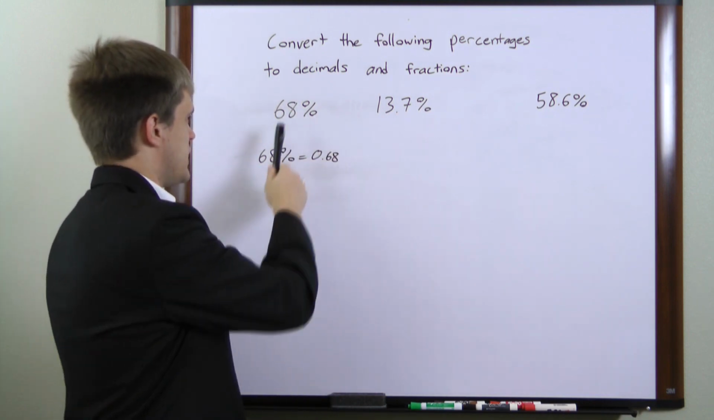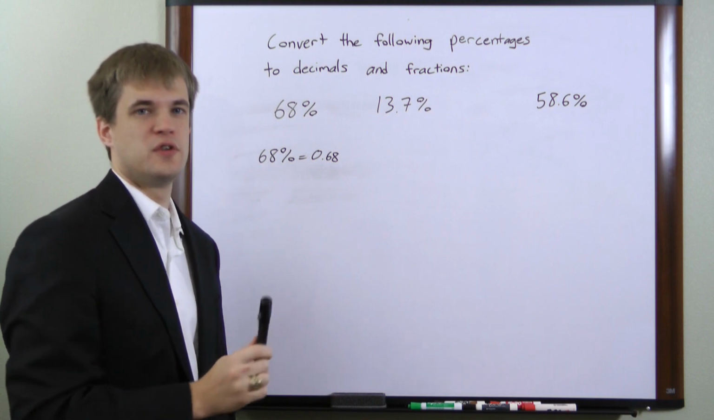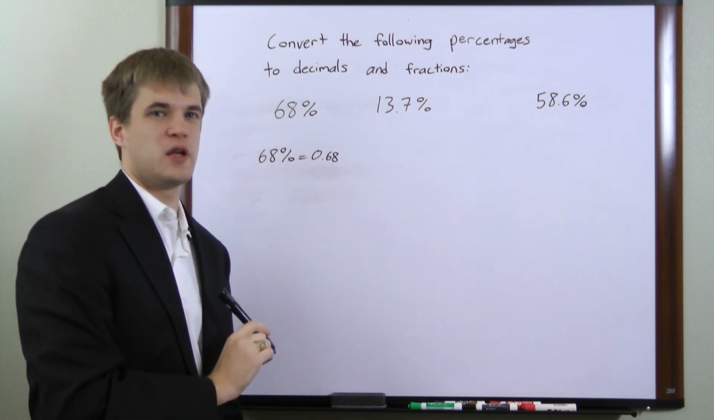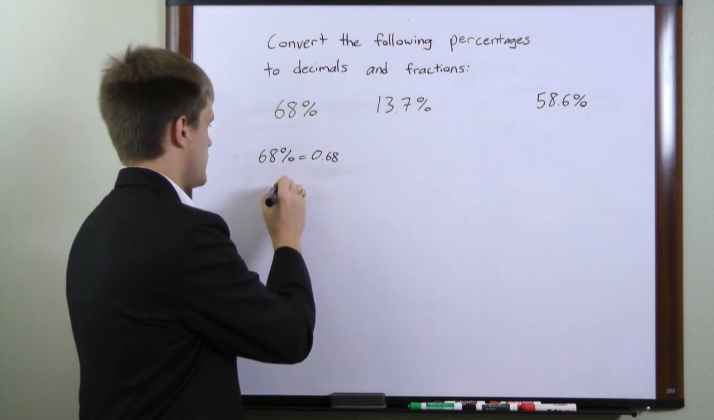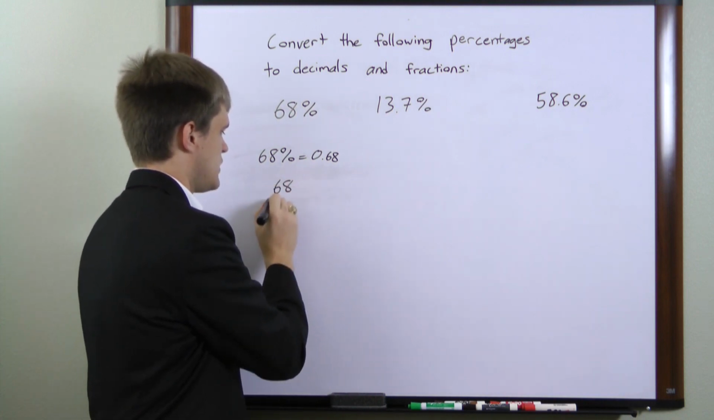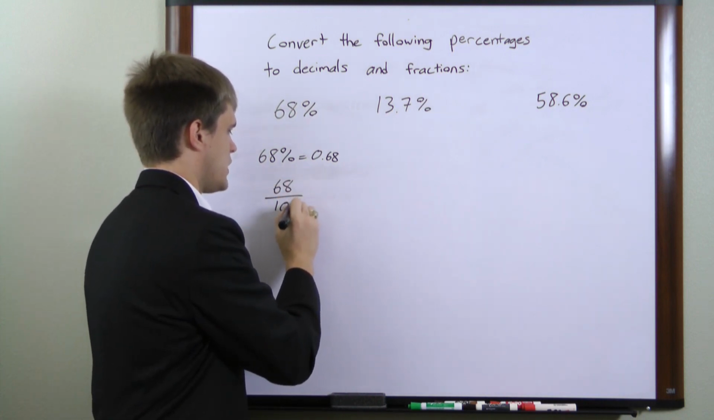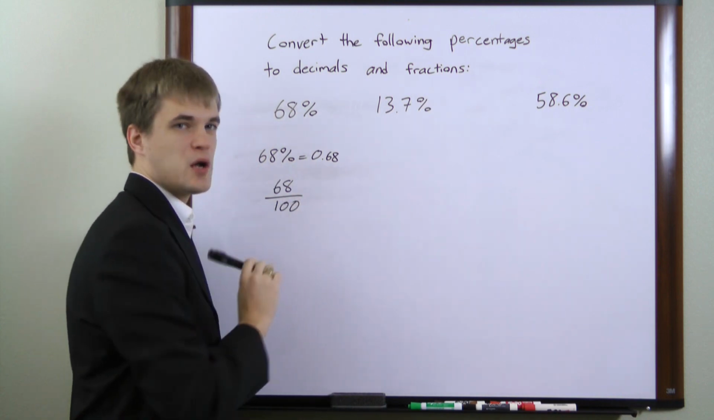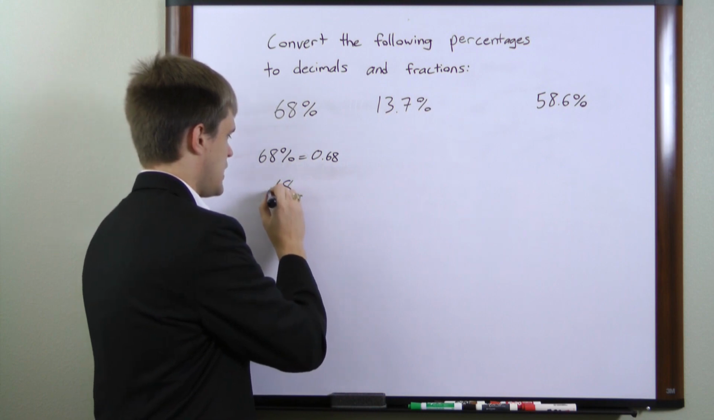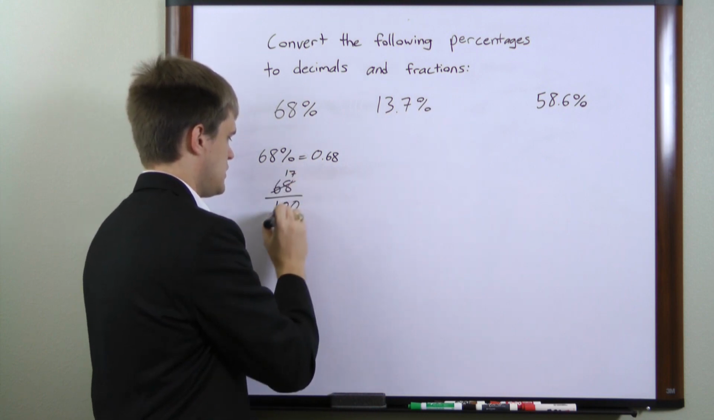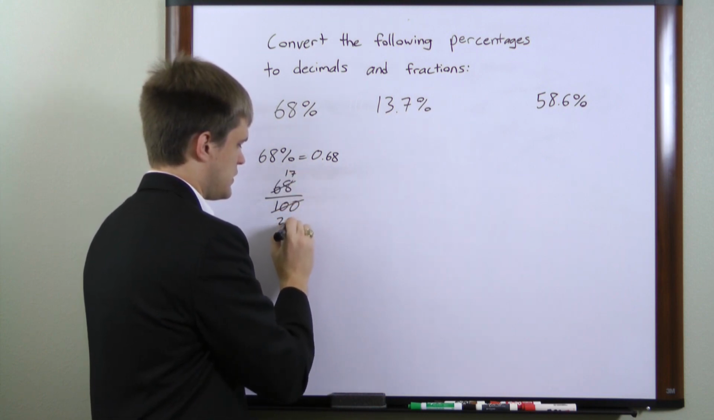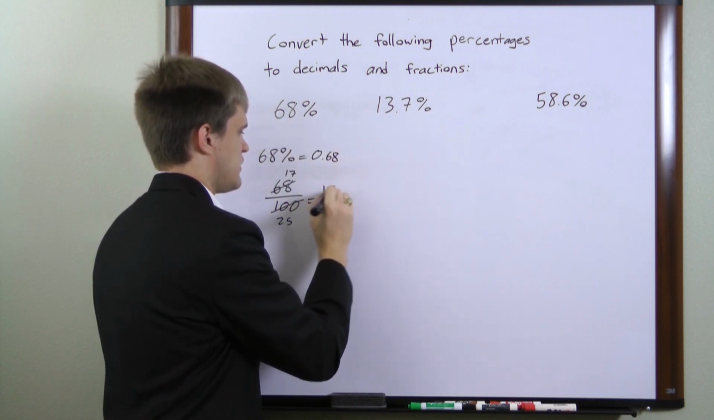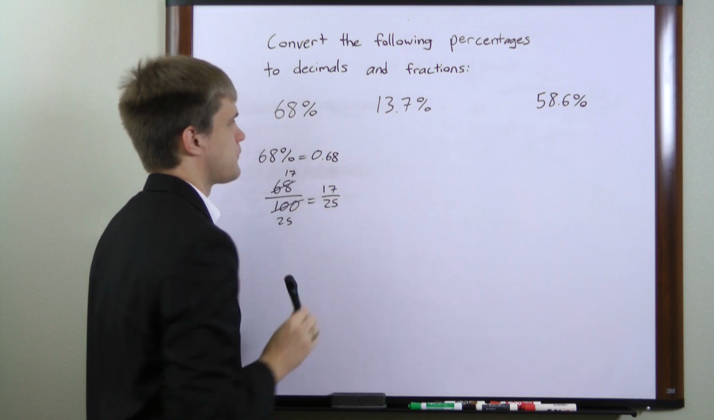To convert a percentage to a fraction, all you have to do is write the percentage as the numerator of a fraction with the denominator of 100. So we have 68%, so 68 in the numerator, over 100. And we can reduce this fraction by dividing top and bottom by 4. 68 over 4 is 17. 100 over 4 is 25. So 68% is equal to 17 over 25.